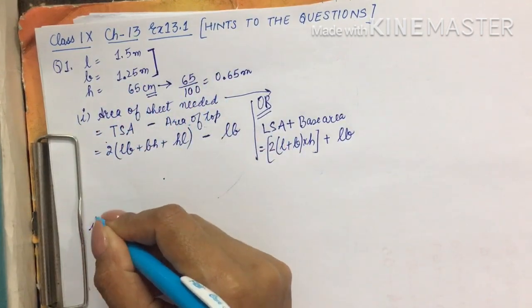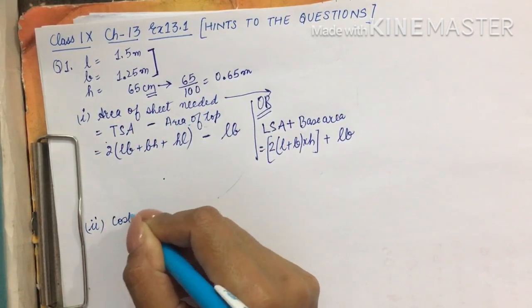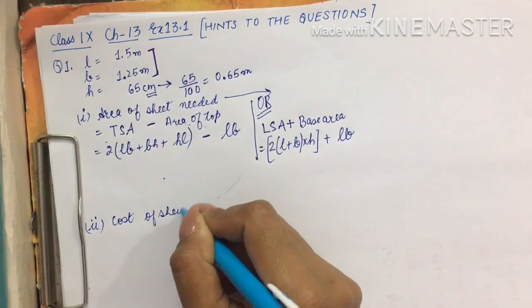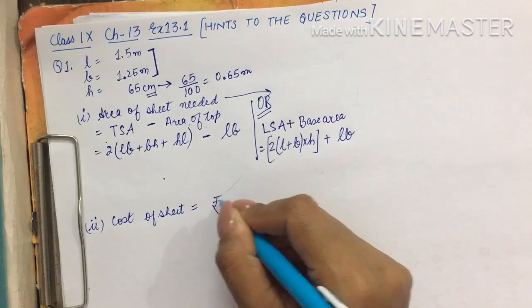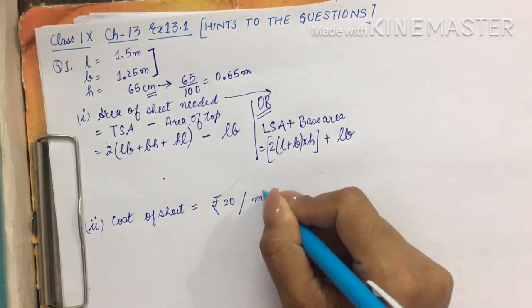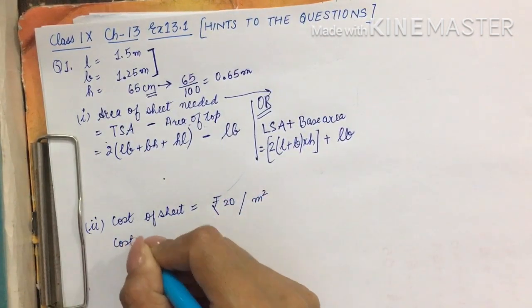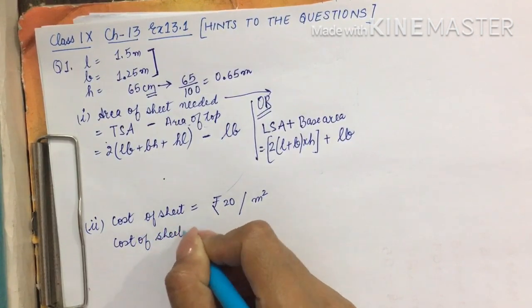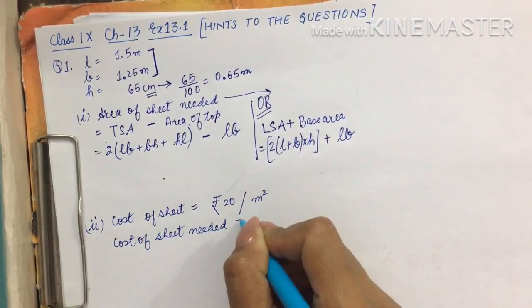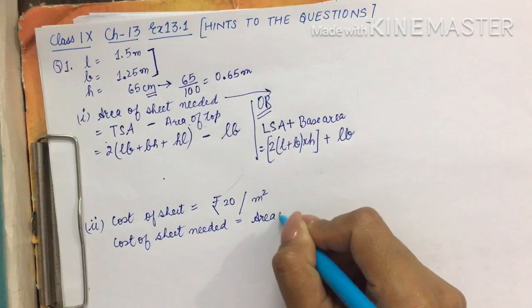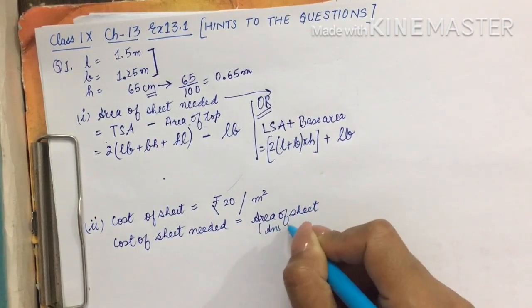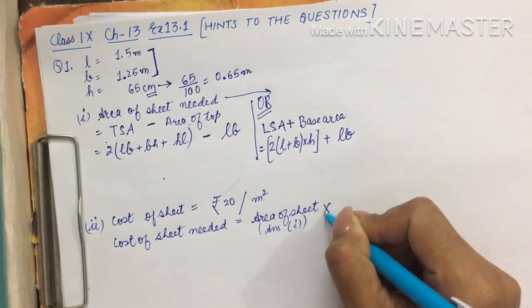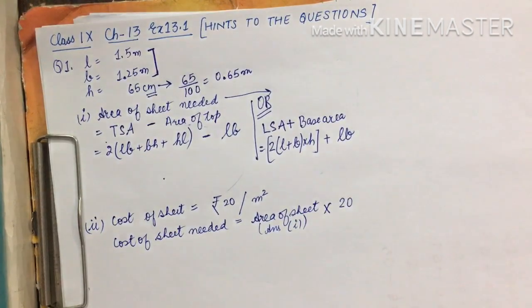And then once you have your answer, you can find out the cost of the sheet, which has been given as 20 rupees for 1 meter square. So 20 rupees per meter square. So the cost of sheet needed in this case will be equal to the area of sheet. This actually is the answer from part number 1. This will be multiplied by 20. So this is how you will do the first question.